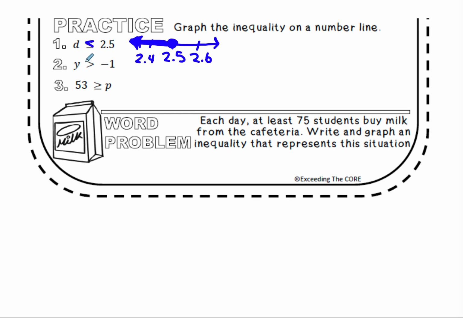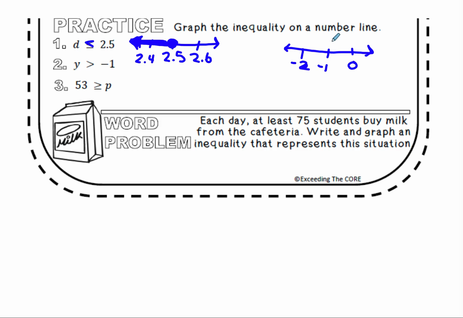All right, let's look at this next one. y is greater than -1. I'm going to do it over here where I have a little more space. -1 is going to go in the middle. One less is -2. Remember, with negative numbers, the order on the number line is the opposite of how it would be if it was positive. So -2, -1, 0. Going to the right, those are the larger values.